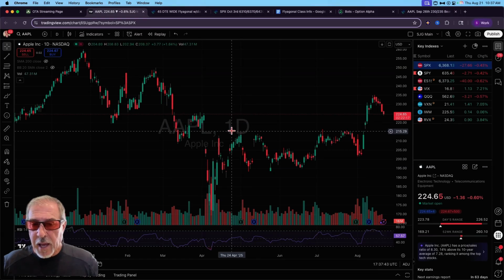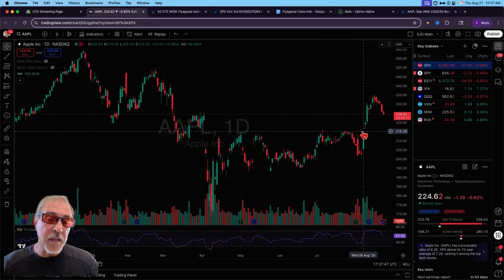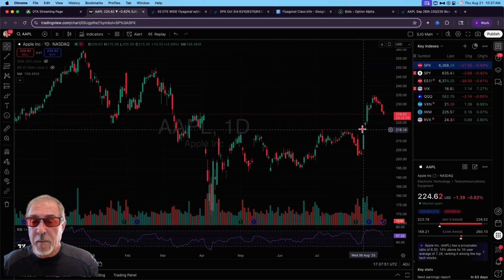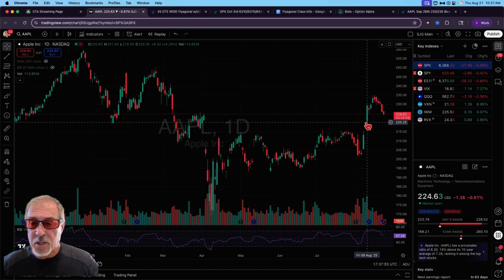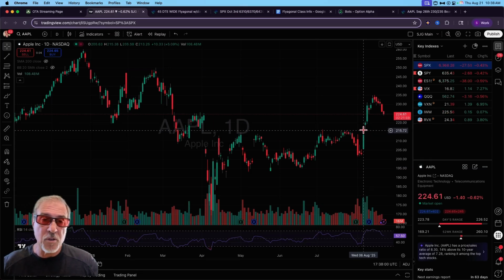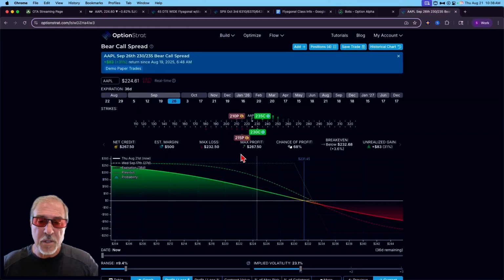We can see that that used to be resistance, and then when Apple popped through, more often than not, that resistance will become support. So if my premise is that we may have support in that 215, 216 range, maybe even a little higher, maybe even 220, but I think I'm a little safer at that 215 range, what could I do to this trade to potentially increase the amount of potential profitability in the trade?